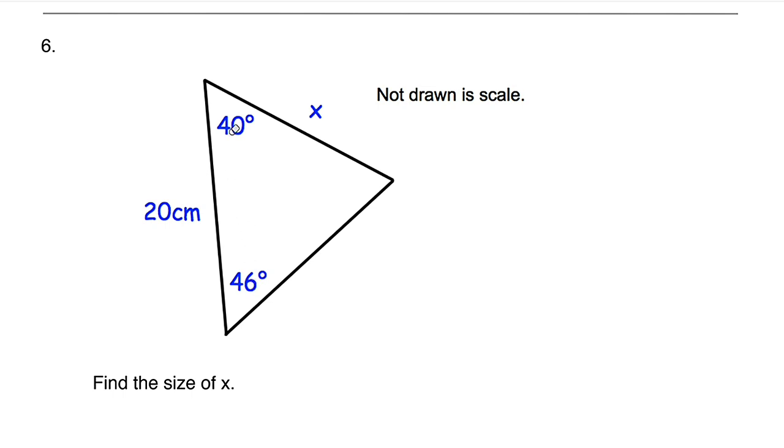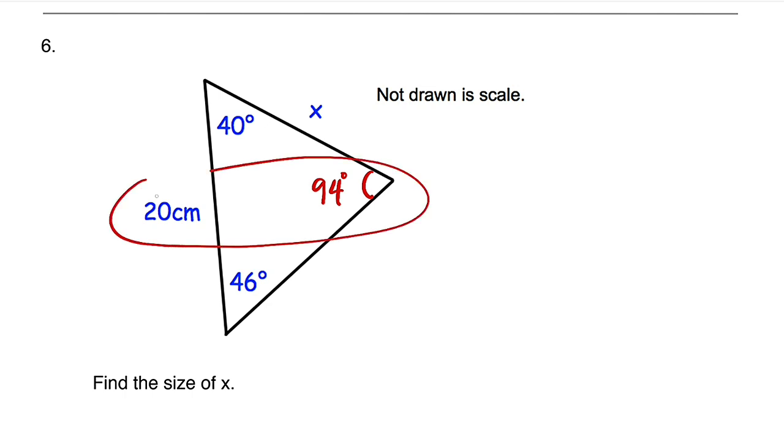Therefore, just subtract these two angles from 180 degrees. So we have 180 degrees minus 40 minus 46, and that will give us 94 degrees, which implies that this angle here is 94 degrees. So we can work with this one and this one, right?